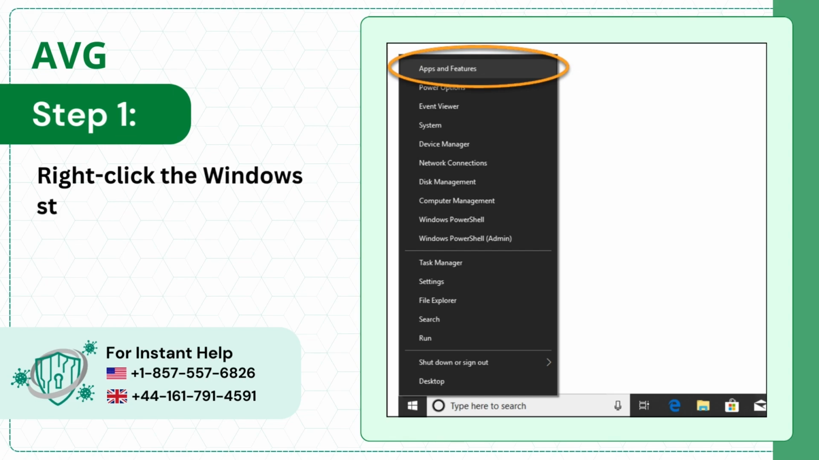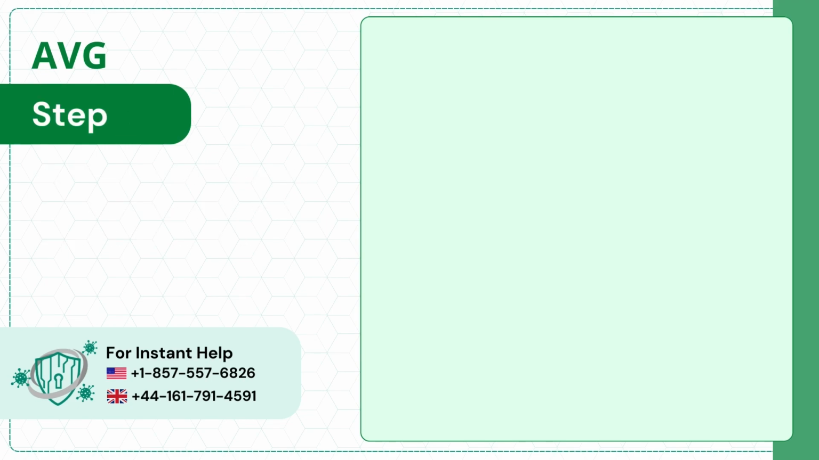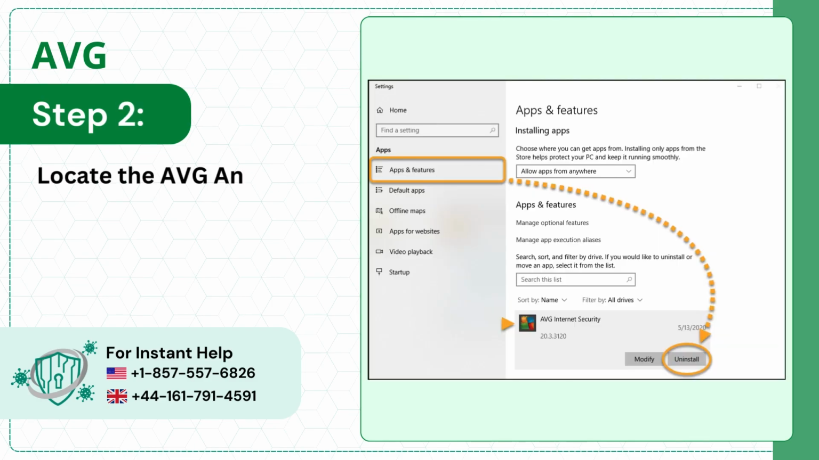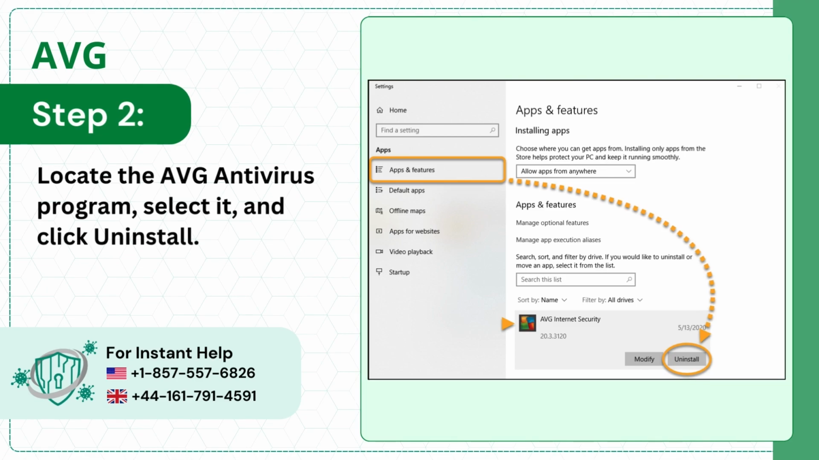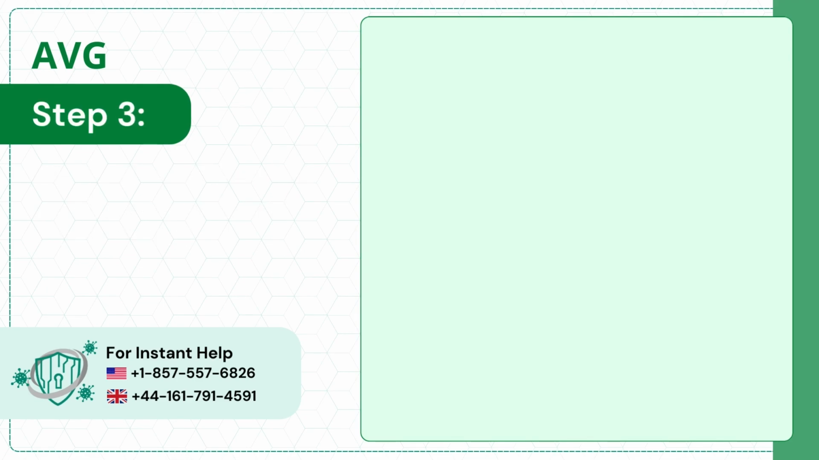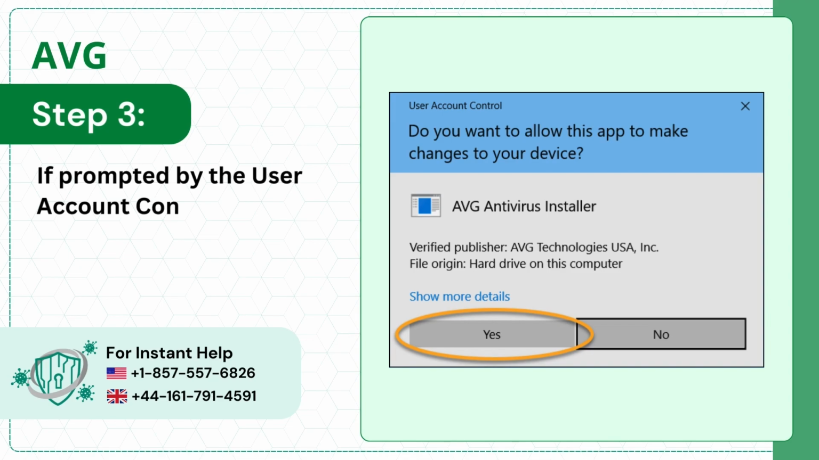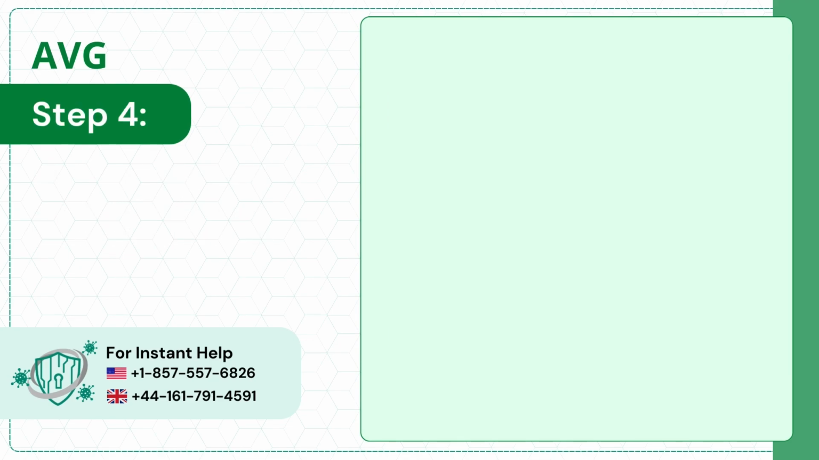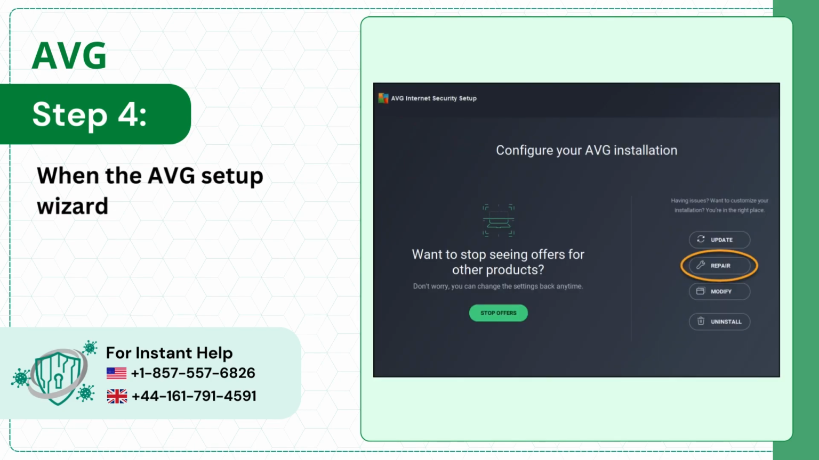Right-click the Windows Start button and select Apps and Features. Step 2. Locate the AVG Antivirus program, select it and click Uninstall. Step 3. If prompted by the user account control for permission, click Yes. Step 4. When the AVG setup wizard appears, select Repair.